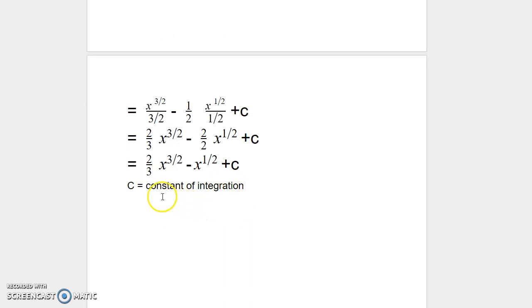We can simplify it some more. So for the first term, nothing changes here: 2 over 3 x to the power of 3 over 2. Minus 2 over 2 simplifies to 1, so 1s are implied. We're not going to write the 1, but we have this term x to the power of 1 half plus c. So 2 over 3 x to the power of 3 over 2 minus x to the power of 1 half plus c is our solution, where c is a constant of integration.